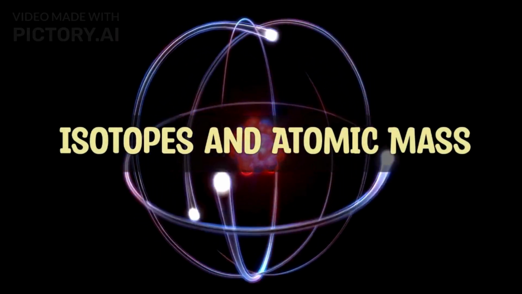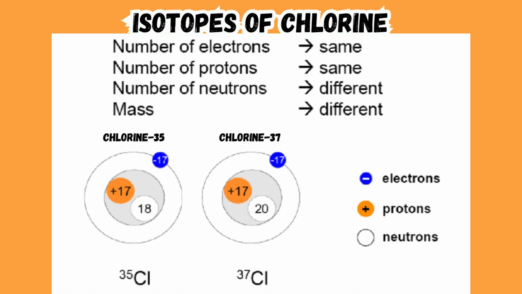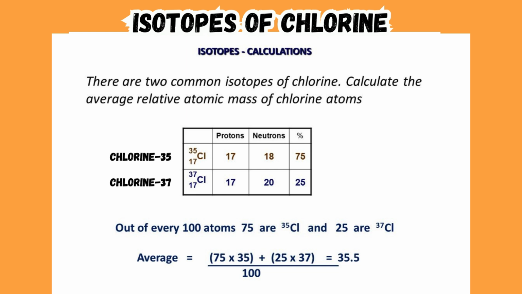Isotopes and atomic mass. When we talk about atomic mass, it's an average of all the isotopes' masses, weighted by how common each isotope is. So, even though chlorine has isotopes with mass numbers of 35 and 37, its atomic mass isn't just 36. It's closer to 35.5, because chlorine-35 is more common.